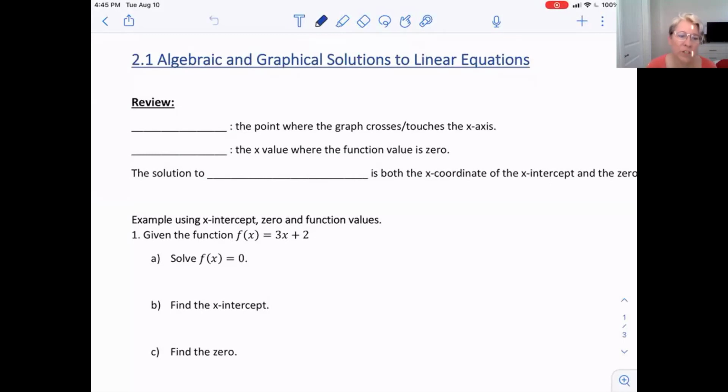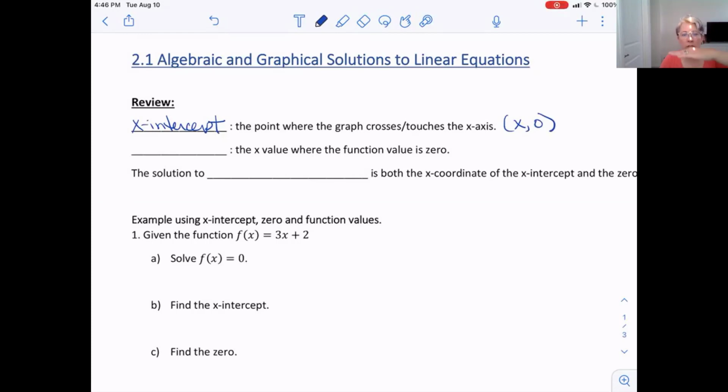Team, we're now ready for section 2.1, algebraic and graphical solutions to linear equations. So let's review some of the terms that you probably learned in Algebra 2. The first one is the x-intercept, the point where the graph touches or crosses the x-axis. And we've talked about that in a previous section where you have the x-coordinate, but your y is always 0.